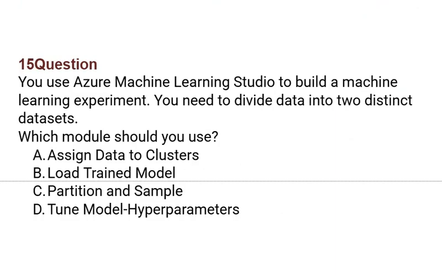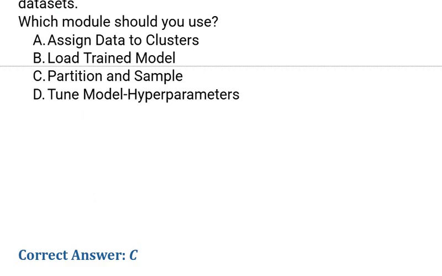Question is, you use Azure Machine Learning Studio to build a machine learning experiment. You need to divide data into two distinct data sets. Which module should you use? Option A, assign data to clusters. Option B, load trained model. Option C, partition and sample. Option D, tune model hyperparameters. Correct answer is option C.